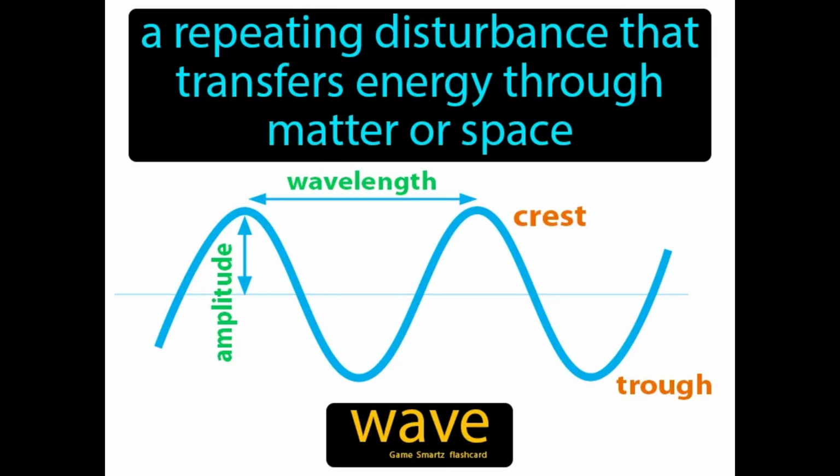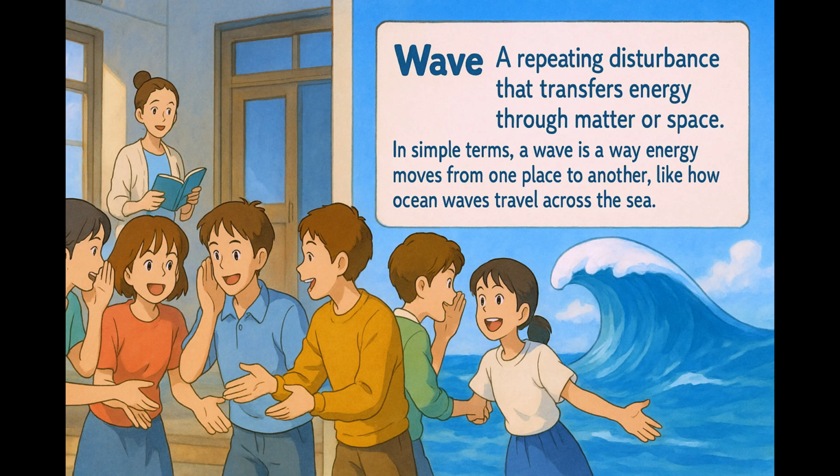A repeating disturbance that transfers energy through matter or space. Wave. In simple terms, a wave is a way energy moves from one place to another, like how ocean waves travel across the sea. Imagine trying to pass a message across a crowded room without moving from your spot.